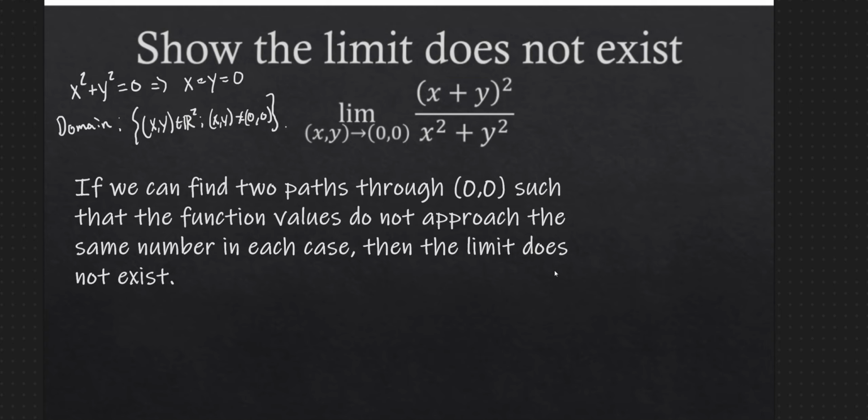Compare this to, say, Calc 1 with functions of a single variable. The idea there was to compute a left-sided limit and a right-sided limit. If those two were not equal to each other, then the limit didn't exist. So this is the two-dimensional analog of that. It's not just left and right, but rather if we can find two paths that do this.